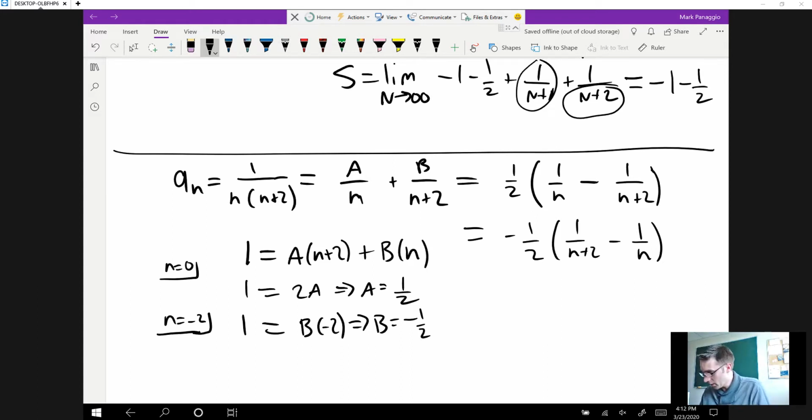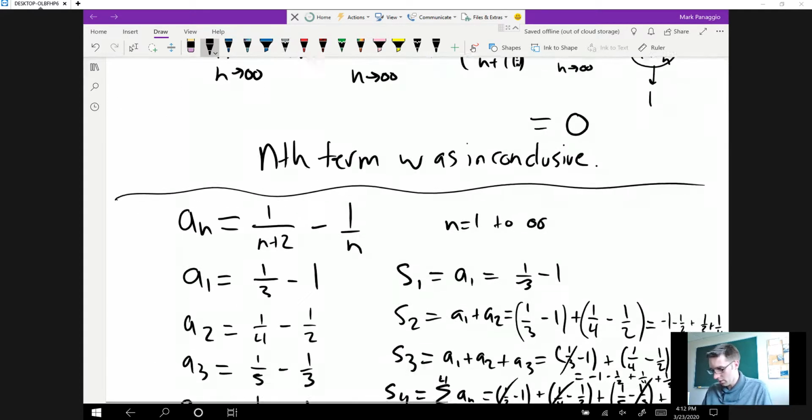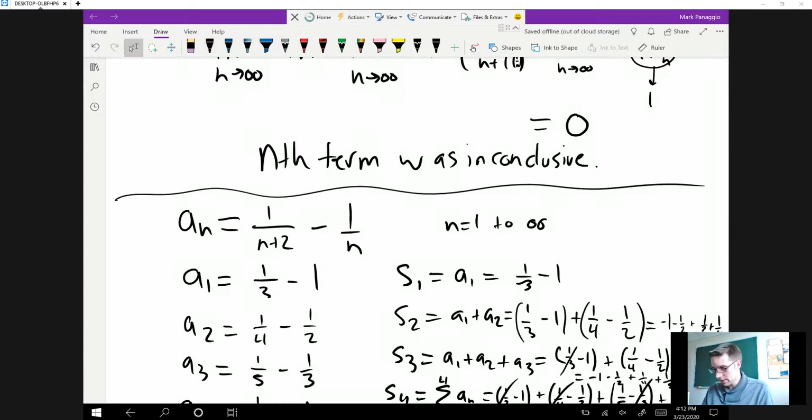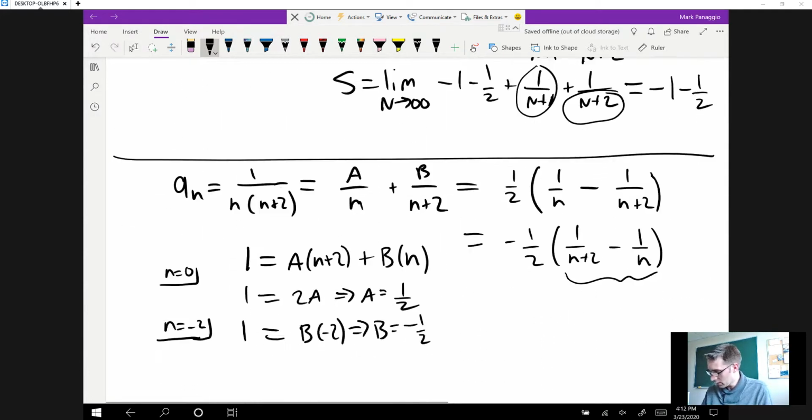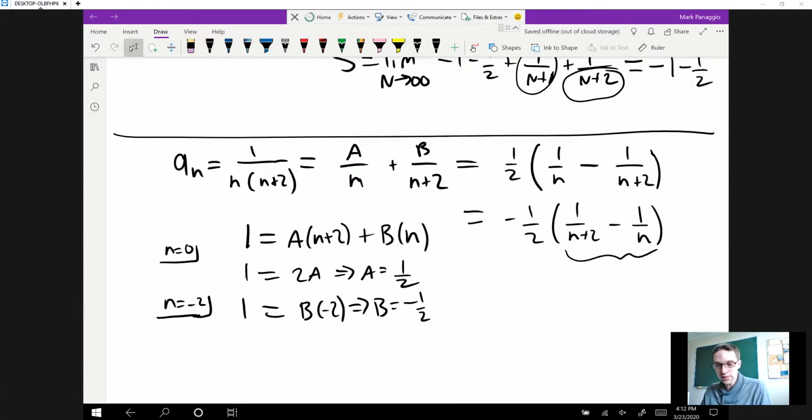Now I say that's better because notice that's exactly what we studied in the previous problem. Right? We were looking at this sequence where the terms were 1 over n plus 2 minus 1 over n. And here we have the same thing. The only difference is the extra factor of negative 1/2. And so what that means is if each term in this sequence is negative 1/2 of the terms in the original sequence, well, we should be able to factor out that 1/2.